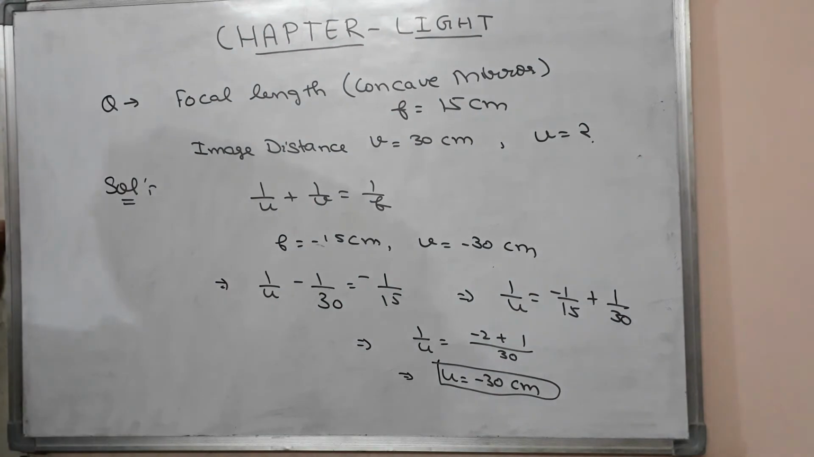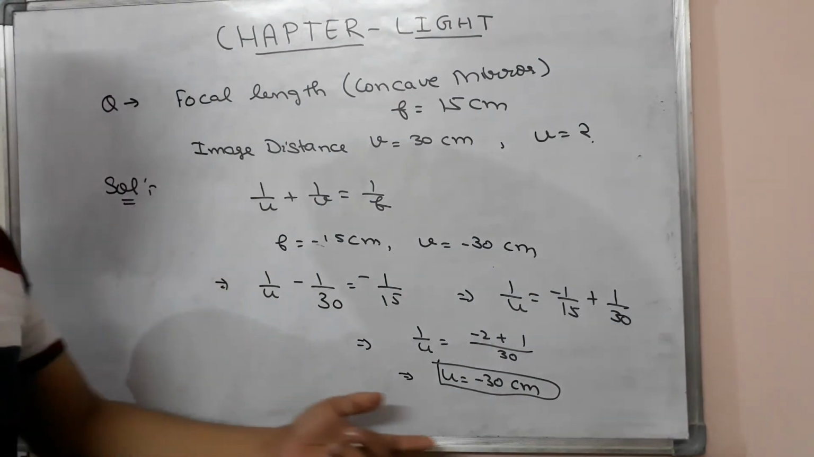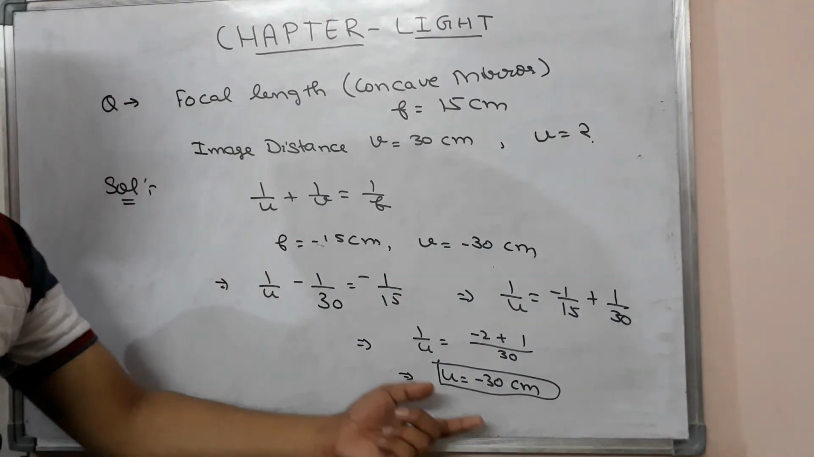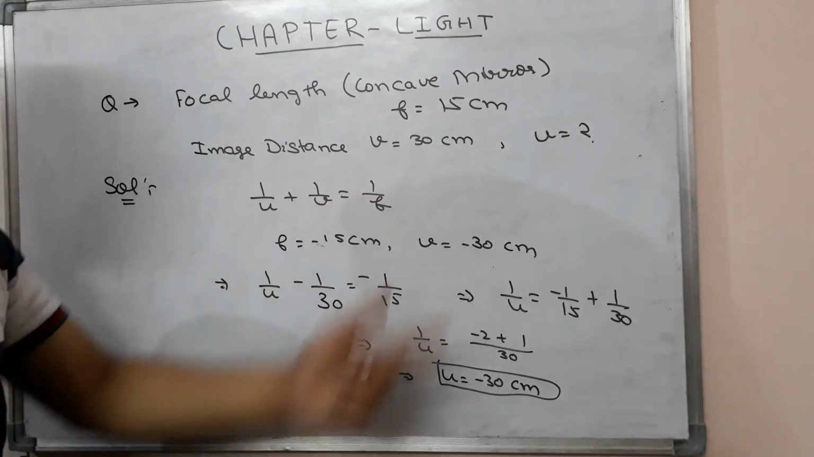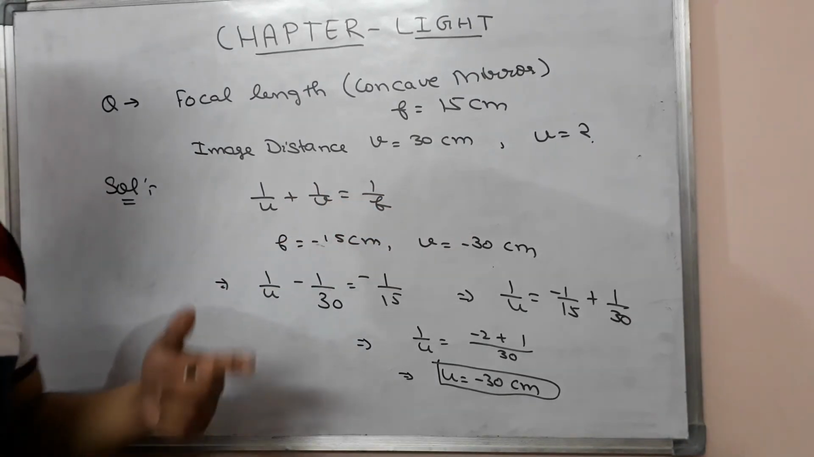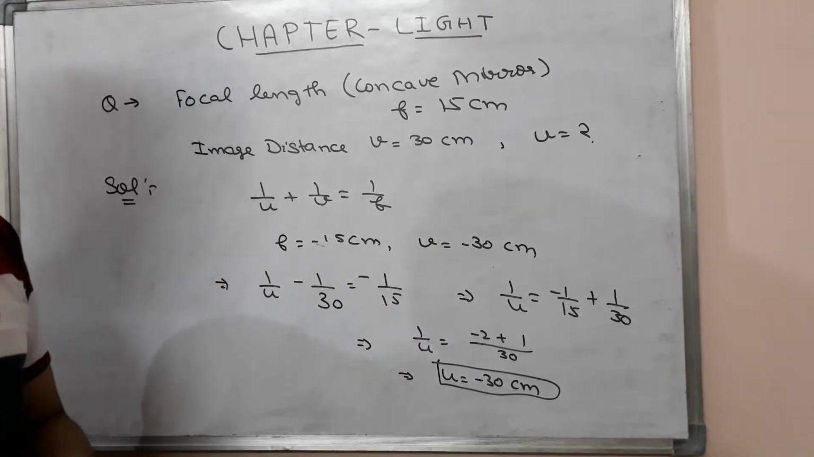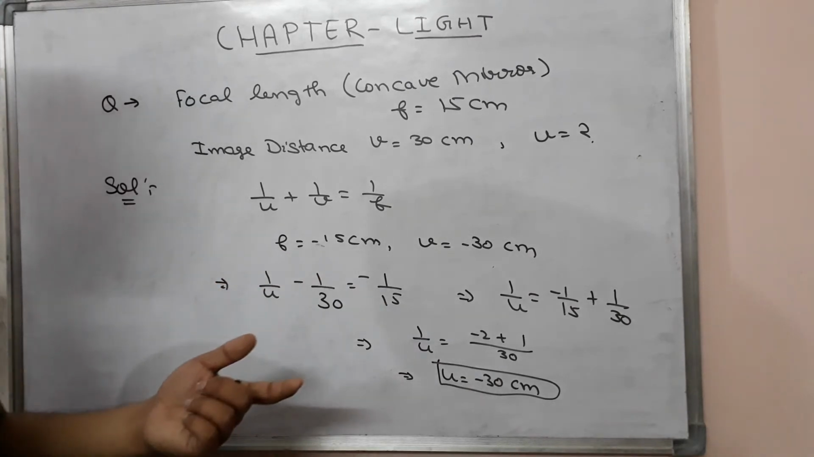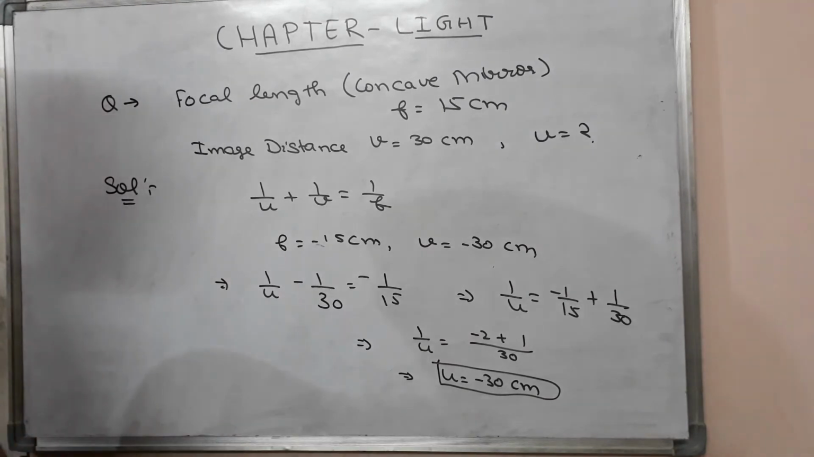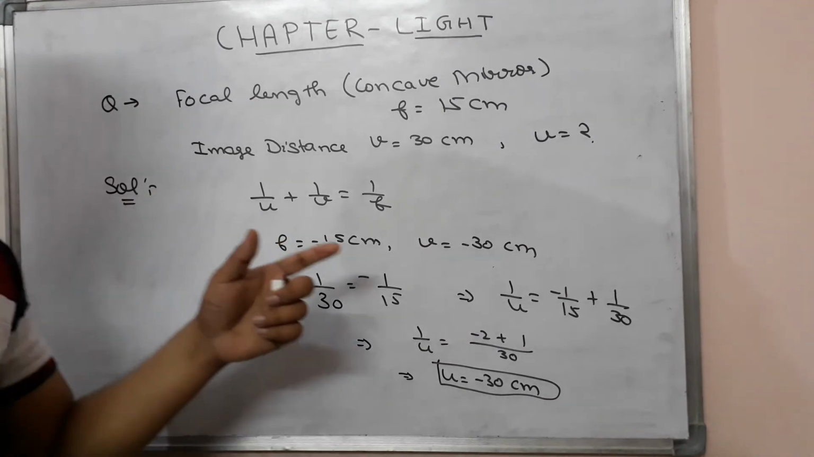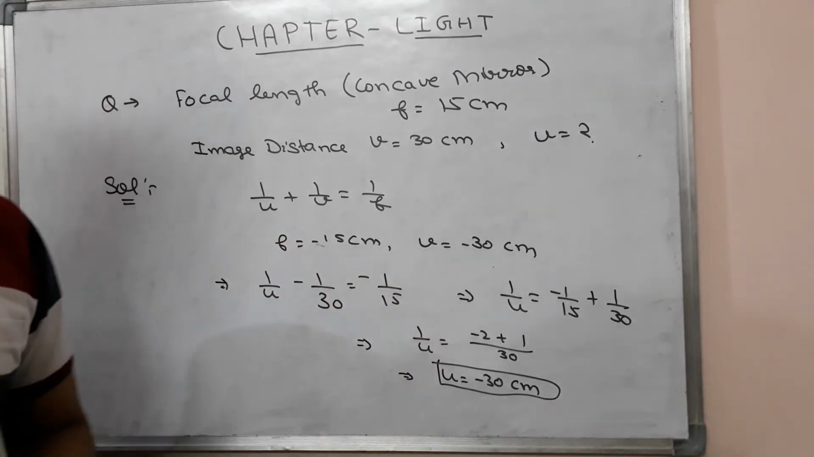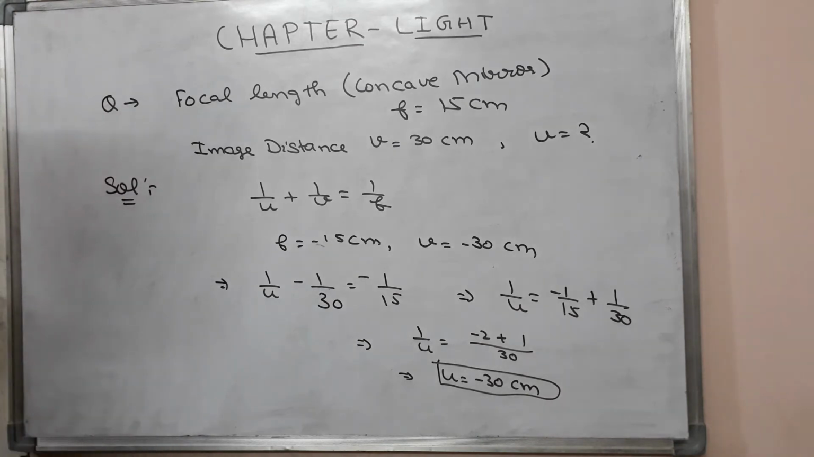So this is the third case of the concave mirror where the object distance is equal to the image distance. So in this case the image formed will be real and inverted, and the size of the image will be same as that of the size of the object. This is the third case of concave mirror. So I hope you understand this question.